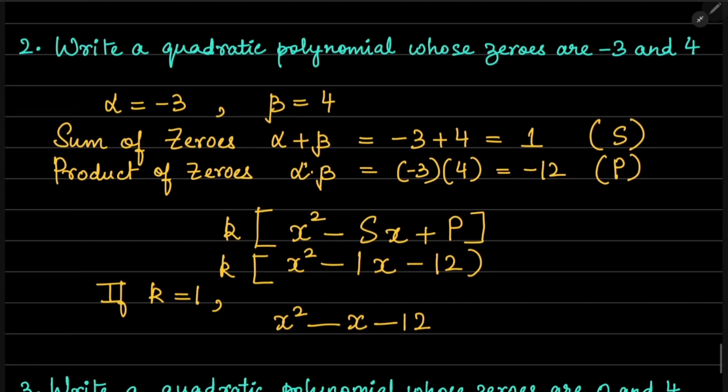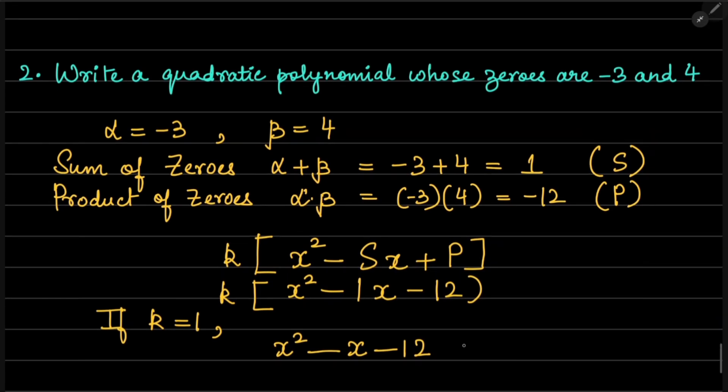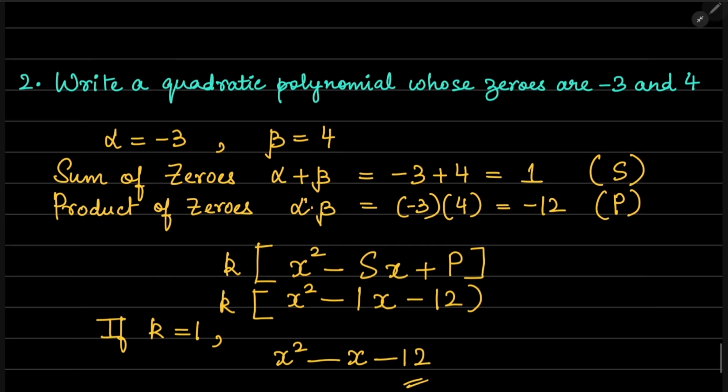Okay, this is what is given in some of the books, or you can probably divide it throughout by 2. It depends completely. If you divide it by 2, you will get x squared by 2 minus x by 2 minus, what is 12 by 2? It is 6. So anything, but I would prefer you writing this answer: x square minus x minus 12.